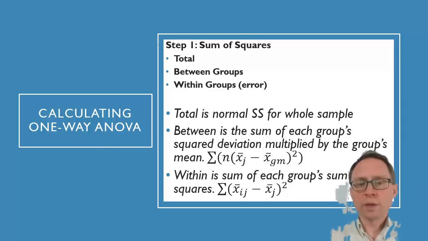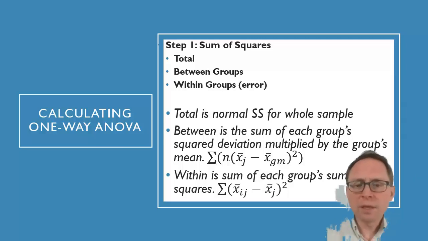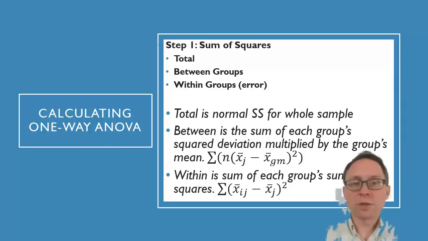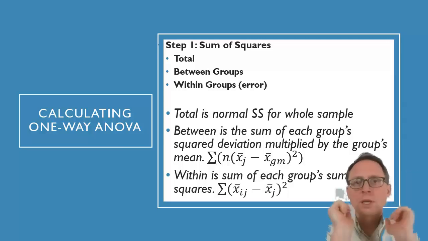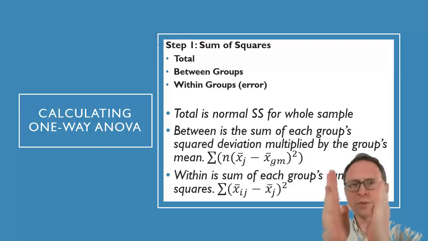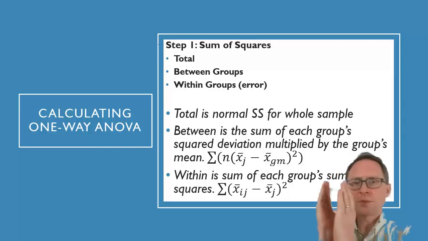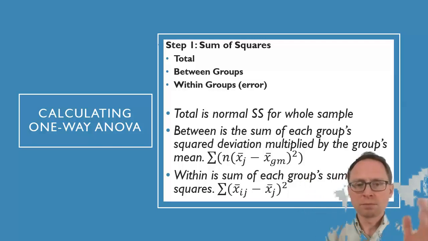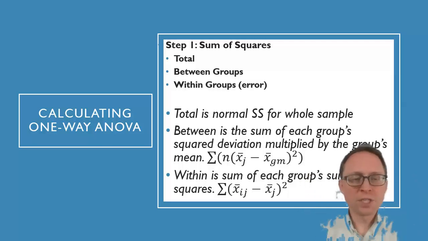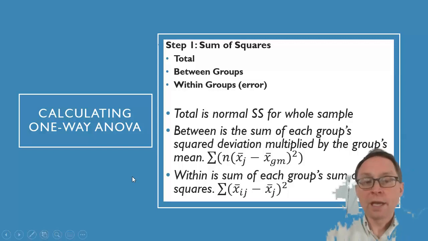Within group sum of squares is going to be the sum of each group sum of squares. So I got a sum of squares just for the Jay-Z group. I got a sum of squares just for the Beyonce group. I got a sum of squares just for the Bieber group. I add each of those up. All right? Let's show you an example, and then we'll get into the other steps as we need to.